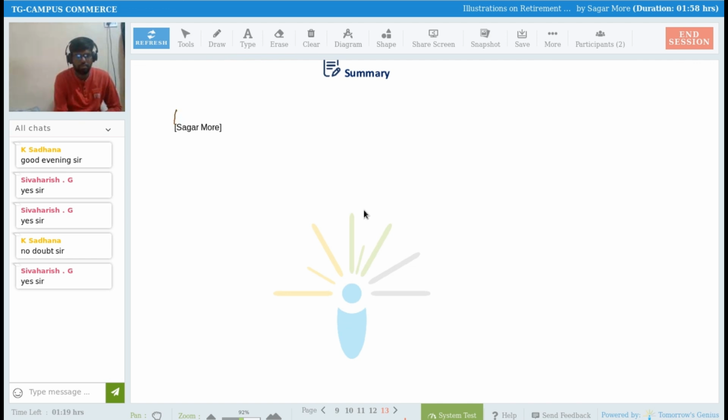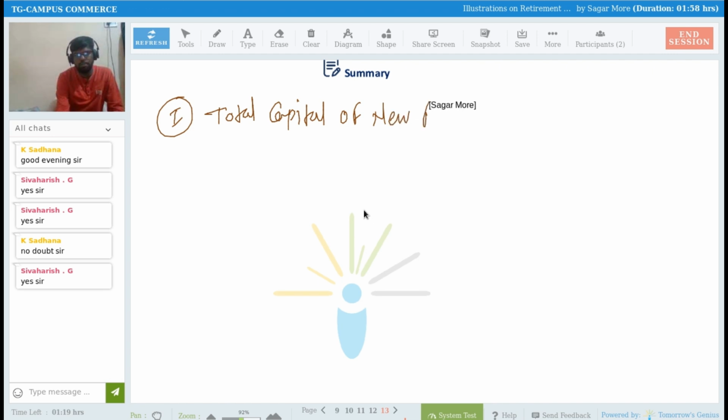What was the first case? Tell me, Sadhna, what was the first case? First case was simple, no? Total capital of the new firm is given, right? That was the first case. So directly capital is given to you. You have to just simply distribute the same between the partners as per their new profit sharing ratio. That was the first case.